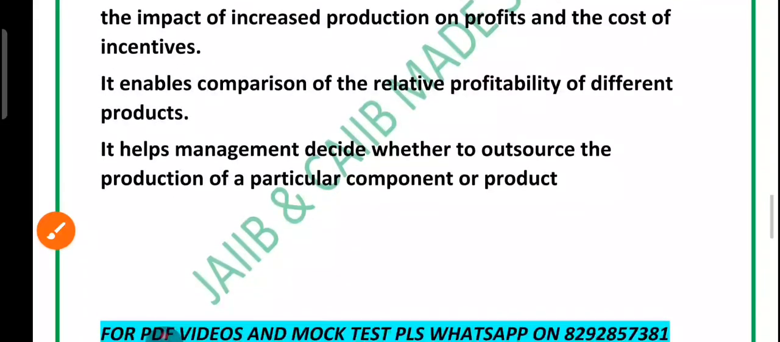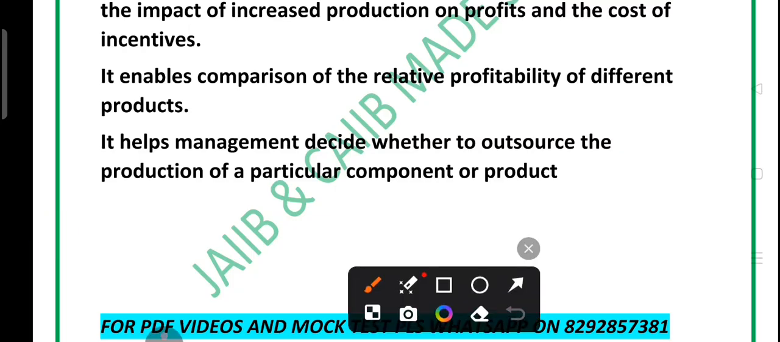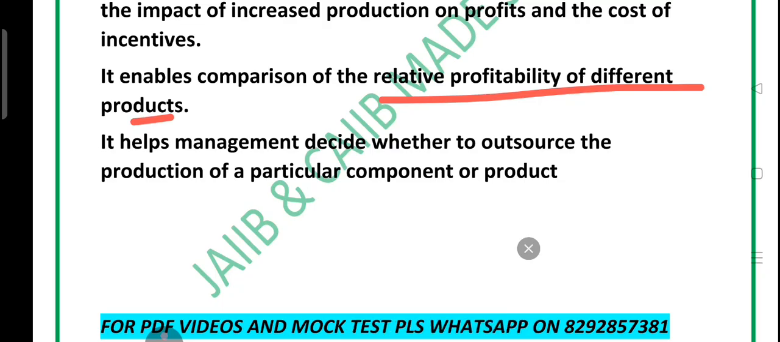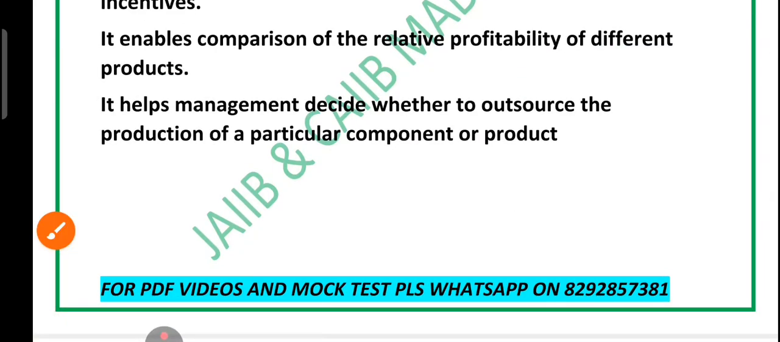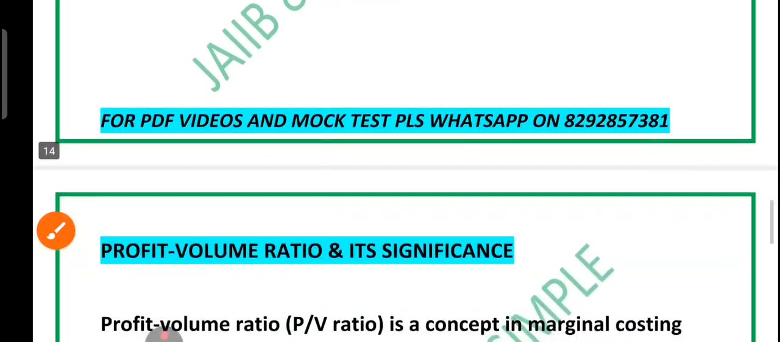Another big use is that it helps in comparing the relative profitability of different products. Suppose a company makes bulbs, fans and tube lights. Break-even analysis will show which product is more profitable and which one is riskier. Finally, it also guides decisions like whether to outsource production or produce in-house. For example, if producing a part in-house pushes cost too high and increases the break-even point, outsourcing might be the smarter choice. So break-even analysis is not just theory, it's a powerful tool for bankers, managers and decision makers.